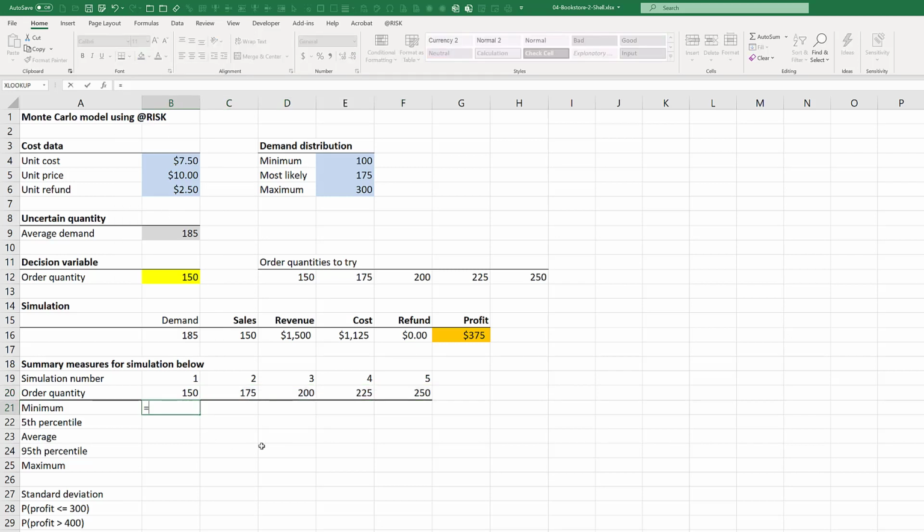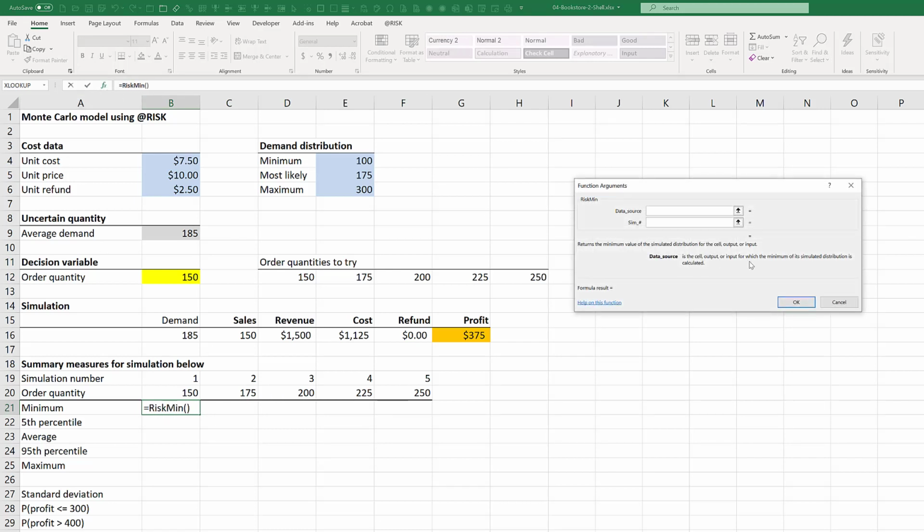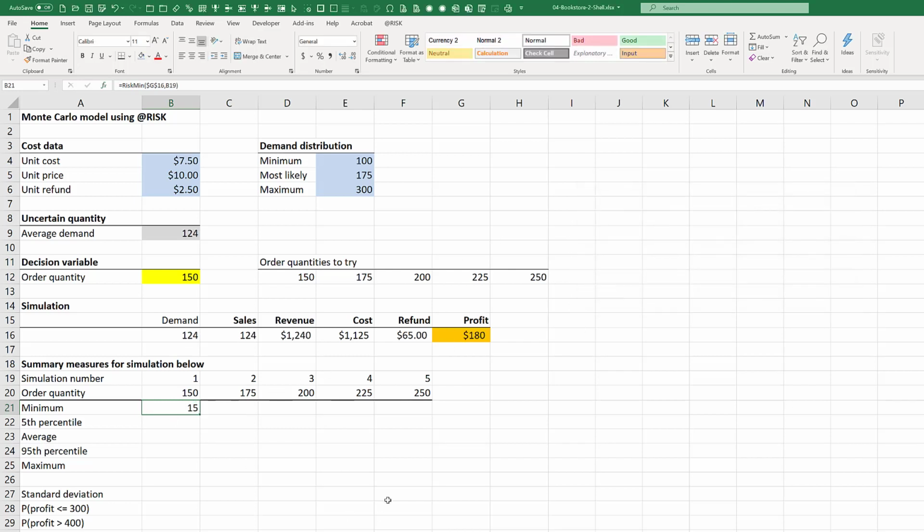So if you want the minimum, then you say RiskMin. So if you go here, what is the data source? We want a RiskMin of profit. Then you indicate which simulation we want the min for. This should be an absolute reference because profit should always come from this cell. So simulation number 1.